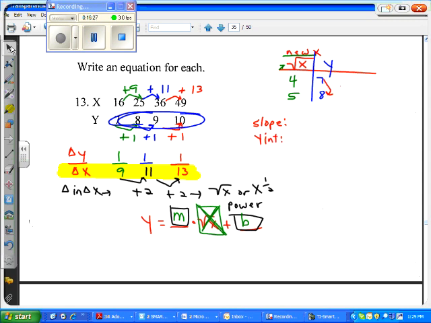To find the slope, we do change in y, gain of 1, change in x, gain of 1. So my slope is 1 over 1, which is 1. That means that in that position, I have a 1.